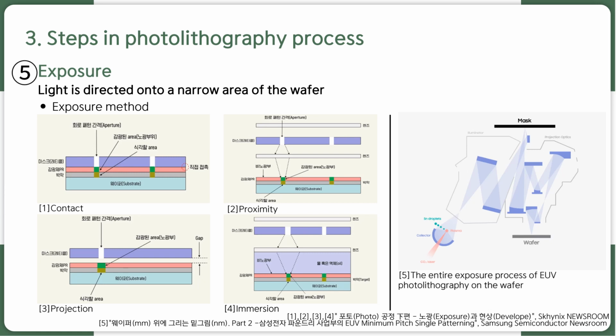Proximity methods are not in direct contact but are placed close to each other. While this eliminates some particle issues, it tends to result in a larger image compared to the gap in the mask pattern. Projection method reduces the pattern size to 1/4 or 1/10 of the original. This is achieved by ensuring a specific gap between the wafer and the mask and using a lens to focus the light.